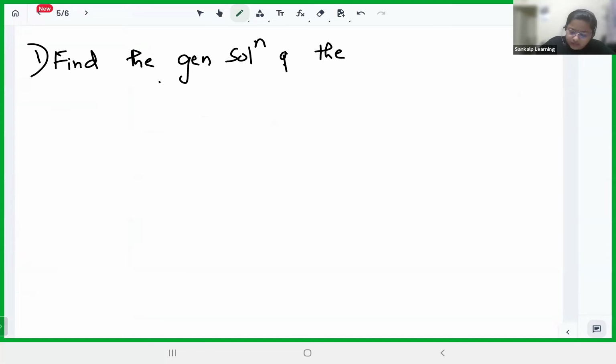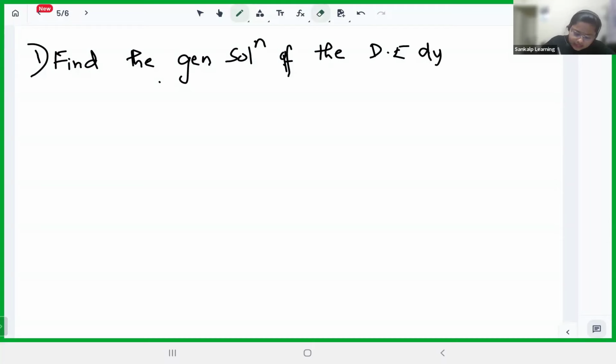The first question is, find the general solution of the differential equation dy by dx.